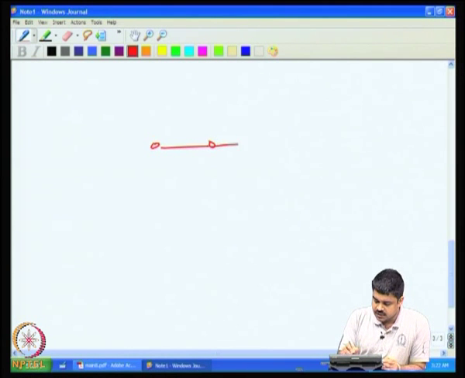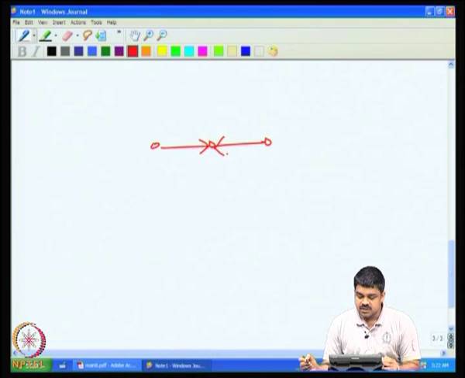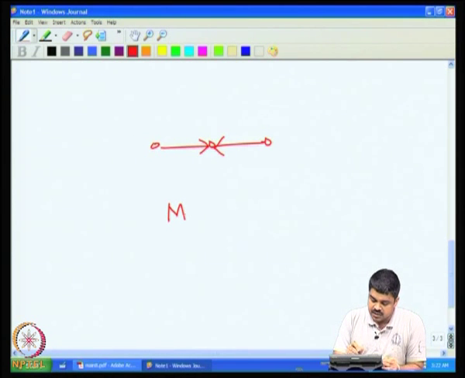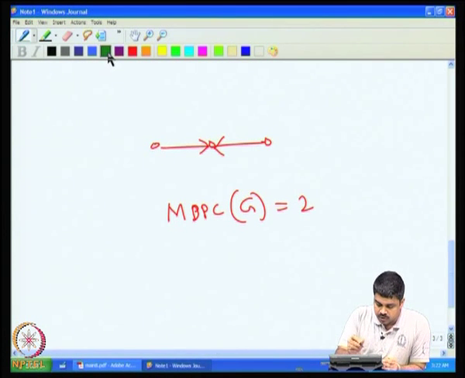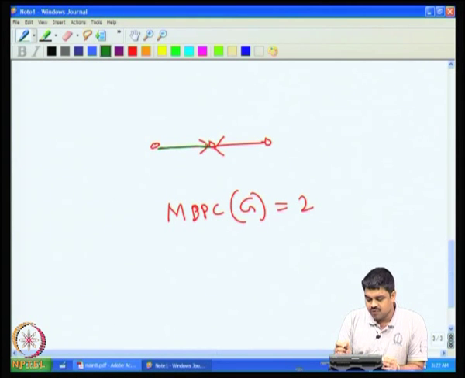You can easily see this with a simple example. Suppose this is my directed graph. If I am asking for a minimum cardinality path cover here, I can clearly say that the minimum directed path cover of this graph is equal to 2. You may take this one, because you cannot go further. In any directed path you can get only 2 vertices, because the arrows don't allow you to go further. Now you will have to take another singleton path. So this and this will be the 2.